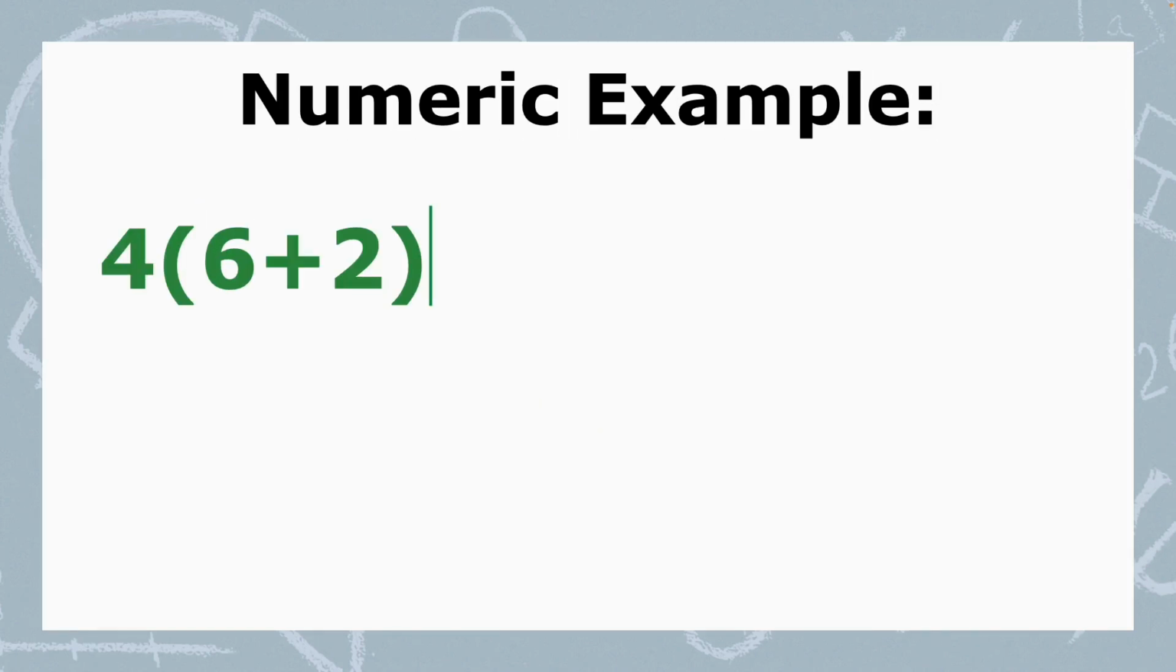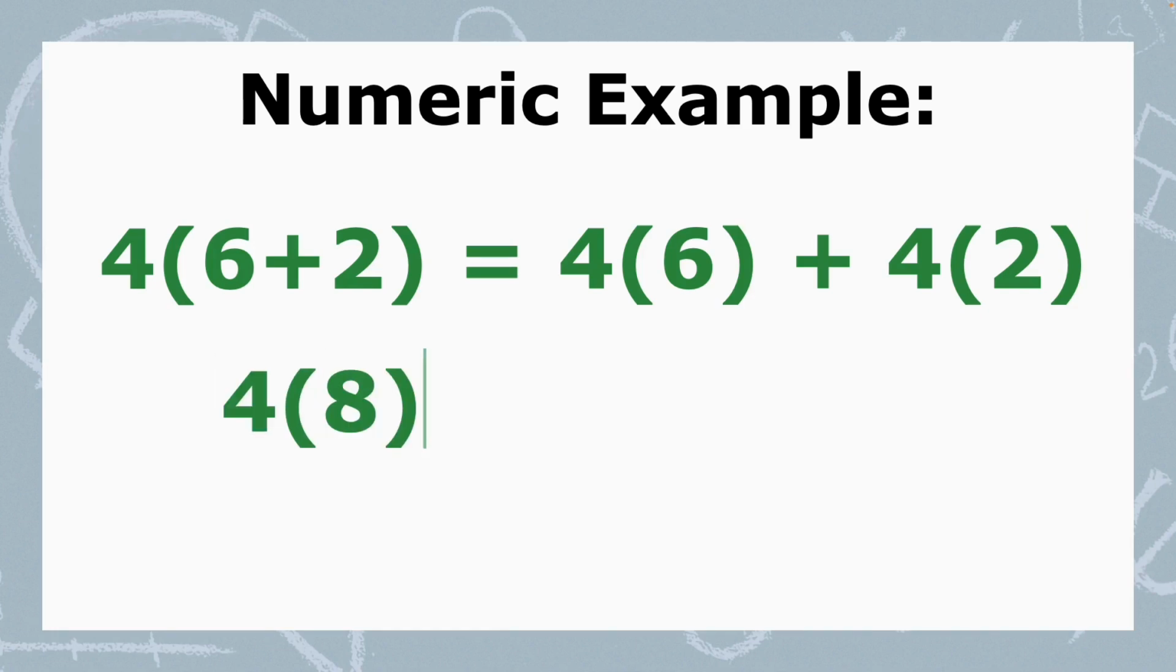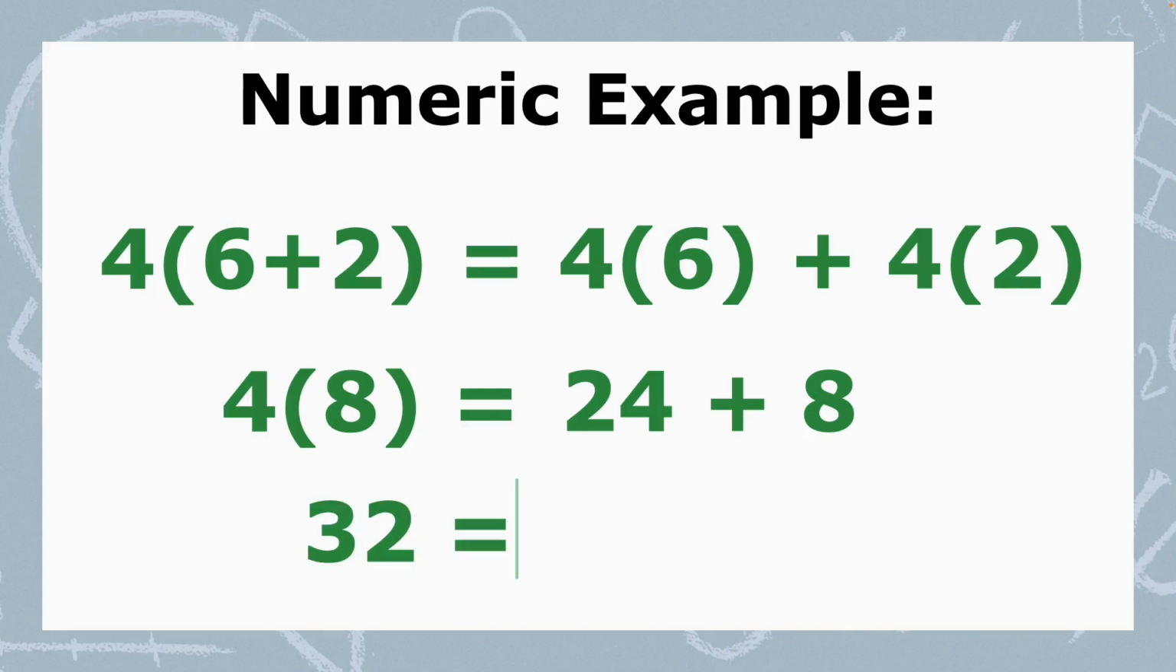If I have the expression 4 times the sum of 6 plus 2, using the distributive property, I can rewrite that as 4 times 6 plus 4 times 2. And I'll work this out so that I can prove it to you. On the left-hand side, it'll simplify to 4 times 8, and on the right-hand side, it'll simplify to 24 plus 8, which both sides end up equaling 32.